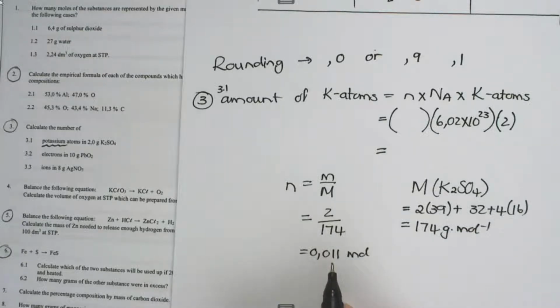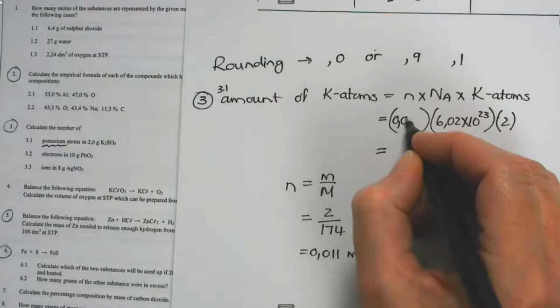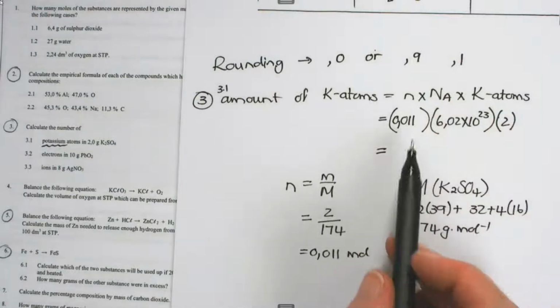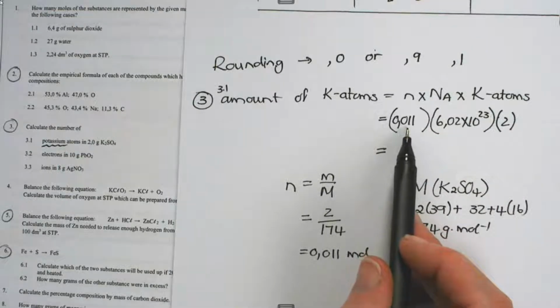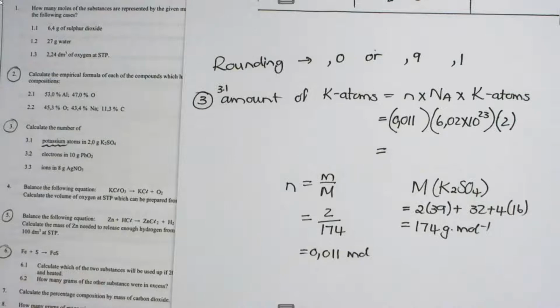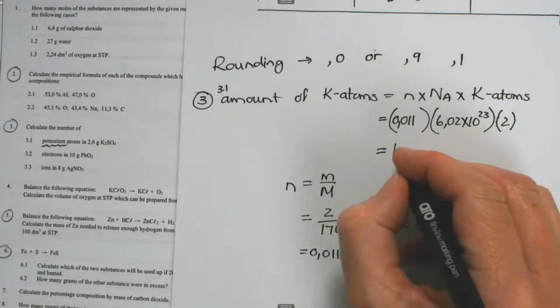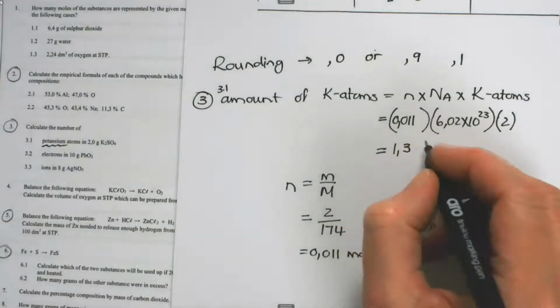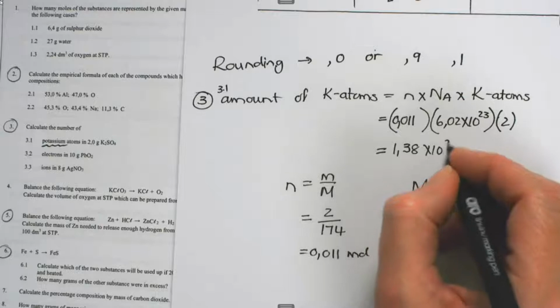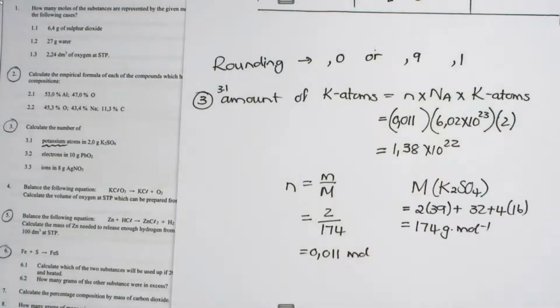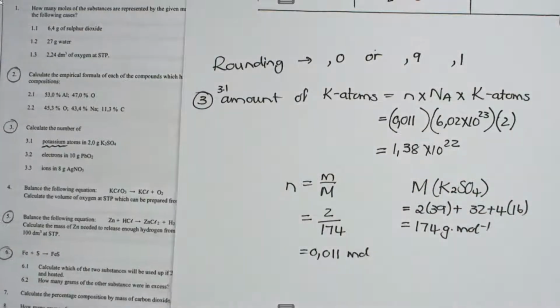It's 0,01149 and so on. So I keep the whole number on my calculator because I can't lose some particles. So I take that whole number on my calculator times 6.02 exponent 23 times 2. And now I can round my final answer 1,38 times 10 to the power of 22. That is how many particles it is.